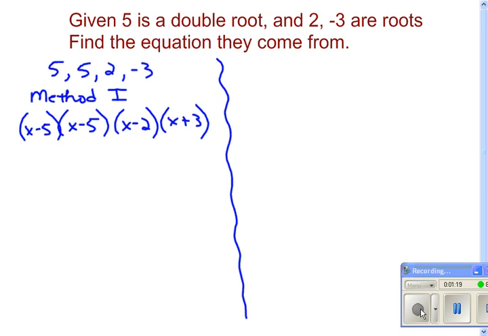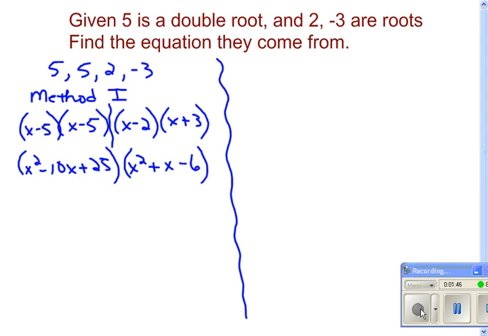So we are going to FOIL this out. And I'm going to take 2 at a time. So on the left, when I FOIL that out, I would get x squared minus 5x, and minus 5x is a minus 10x in the middle, plus 25. If I FOIL out the right, I get x squared plus 3x minus 2x is a plus x minus 6.